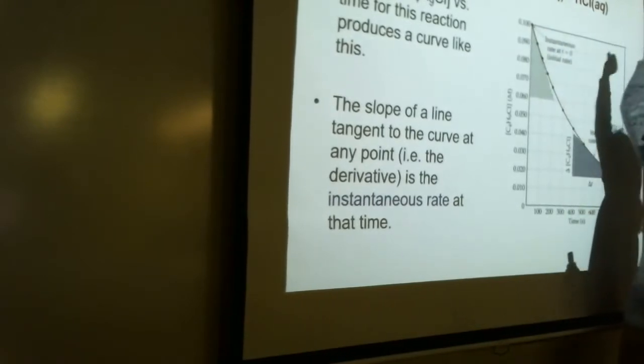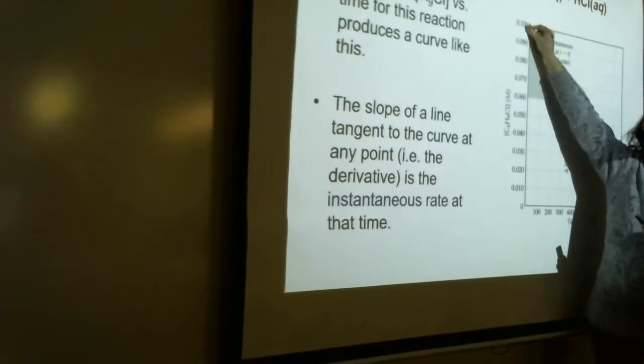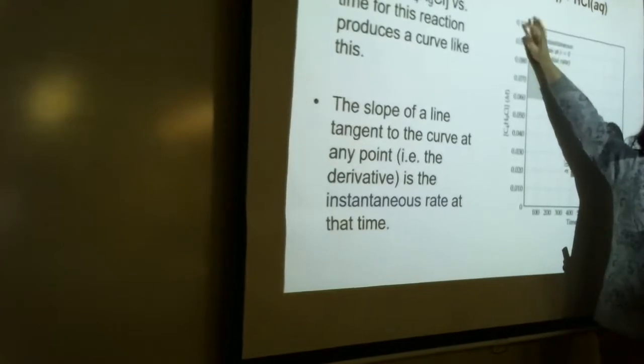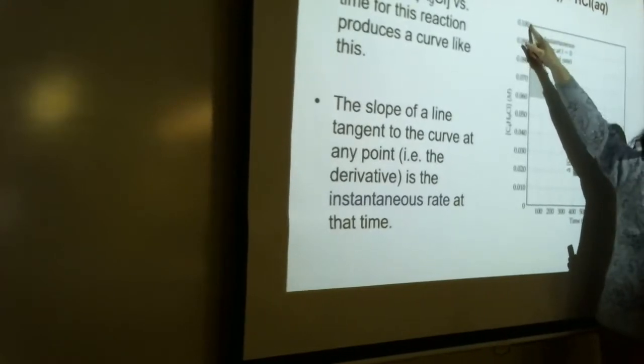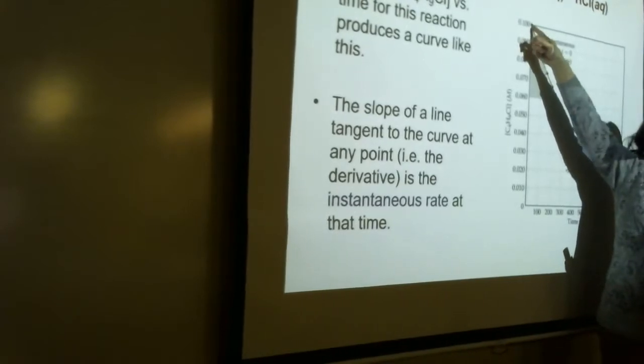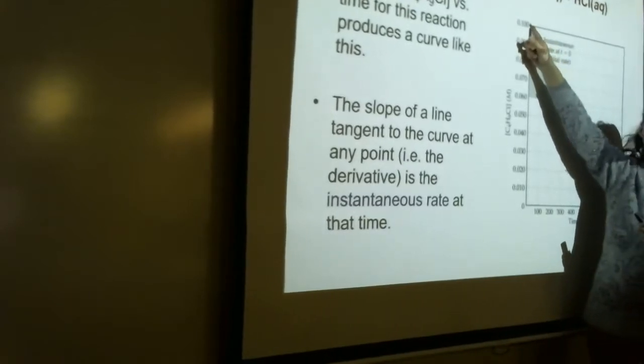Okay, but let's figure out what it is at the very, very beginning, when it's got the highest likelihood of being the fastest that it could be. So we're going to start at the very beginning, where I've got the most reactant possible. That means that it's got the highest probability of being the fastest point. Does this make sense? That's why we're calling it the method of initial rates.